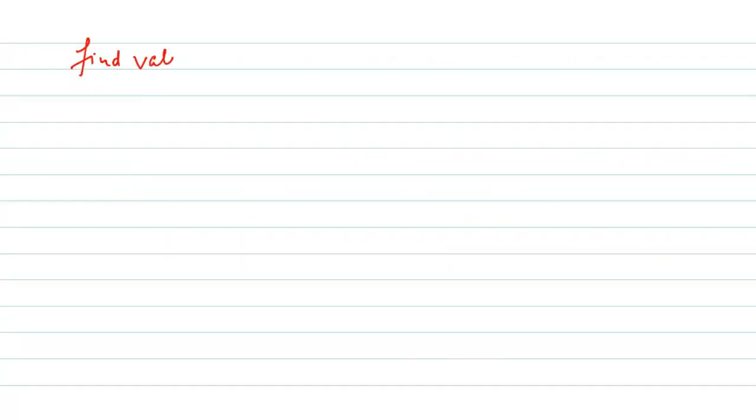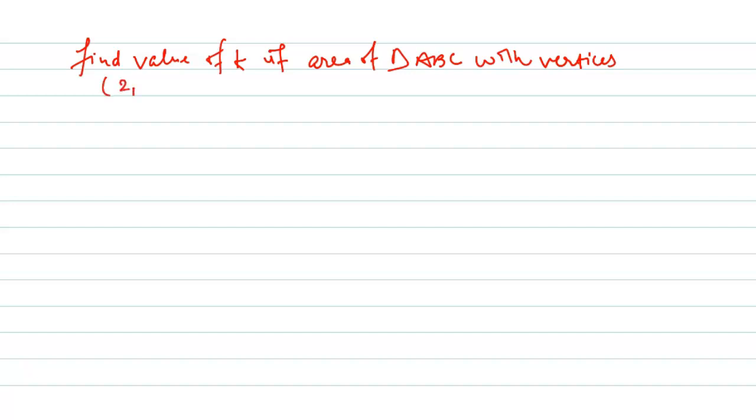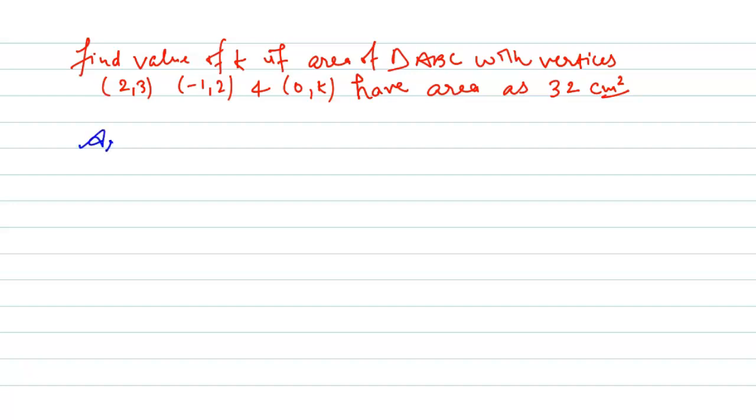Find the value of K if the area of triangle ABC with vertices 2, 3, minus 1, 2 and 0, K has area as 32 centimeter square. Now the value of area is given. We have to find out the unknown K. Again using the concept of area.